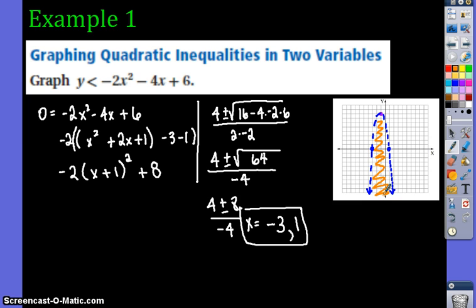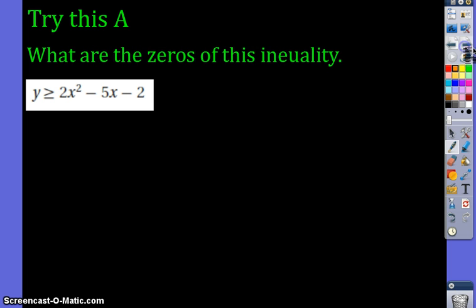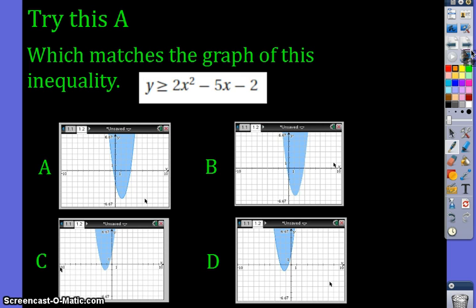Okay, so why don't you try this one? Just write it in vertex form. Find the zeros of it, same one. And now tell me which graph matches it. And if you're having trouble seeing these, also on the flip chart, don't look there. Look on the display on your screen for Educanon.